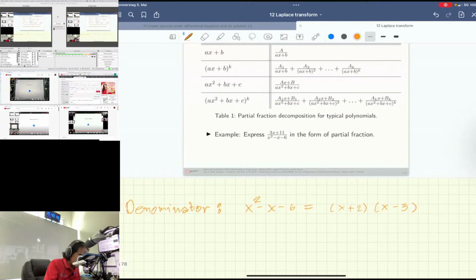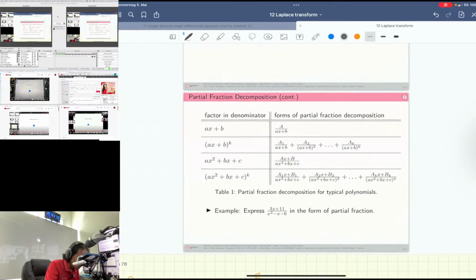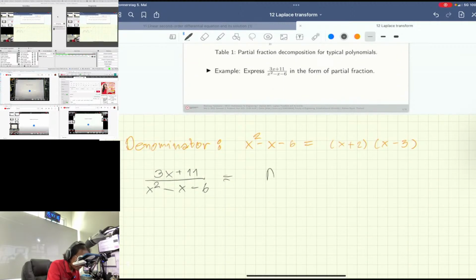So it means that your original expression, 3x plus 11 divided by x squared minus x minus 6, can be expressed as A divided by x plus 2 plus B divided by x minus 3. Okay, but we don't know A and B yet.